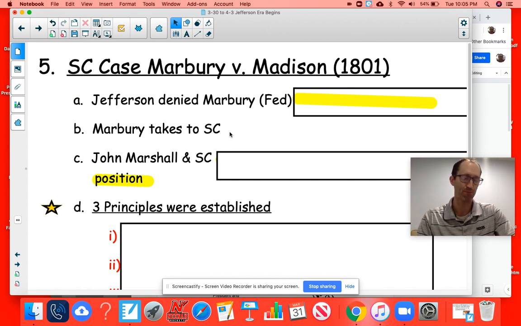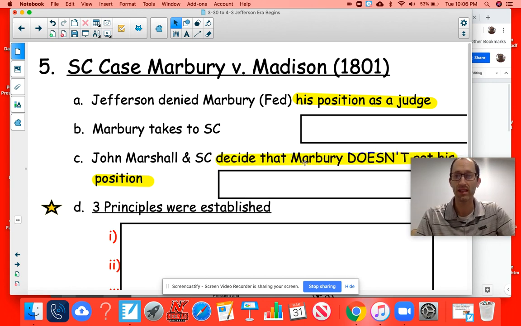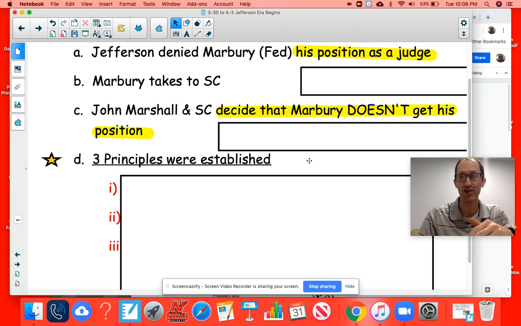Okay, on to the last part, Marbury versus Madison, real quick, 1801, major Supreme Court case. We've covered this. You know this stuff. Jefferson denied Marbury his position. Adams didn't have time to give it to him personally. Marbury takes it to court because he wants that job. More money, right? John Marshall and the Supreme Court said, Marbury, I don't have the power. It's not in my jurisdiction to give you that. So sorry, you can't have it.